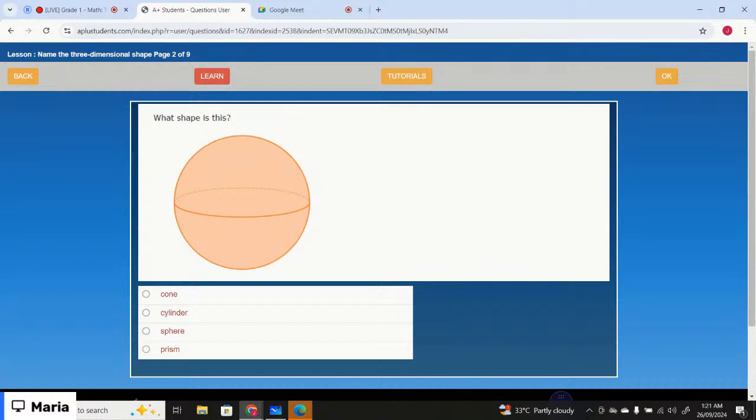Okay, what shape is this? Which is the correct option? Sphere it is, right? The correct option is sphere. Option number 3 is the correct option. That's a circular face, the same like ball. So that's a sphere.